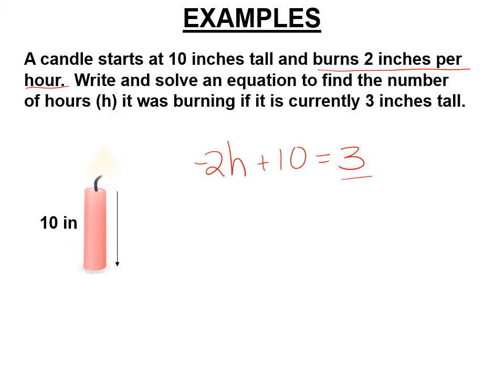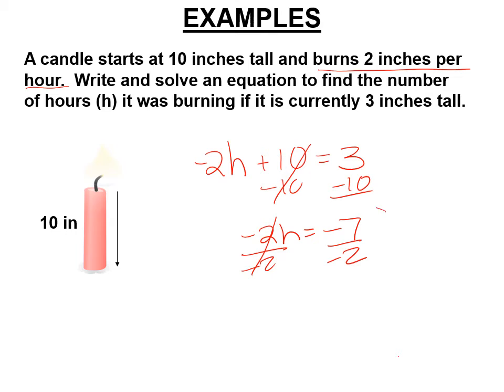Now notice, a lot of them, the biggest number goes over on the right. But because of the burning of the candle, we have a negative rate, and we're going down to 3. The total is 3. We start higher. So let's solve this now. Subtract 10 from both sides. You get -2h equals 3 minus 10, -7. Divide both sides by -2.